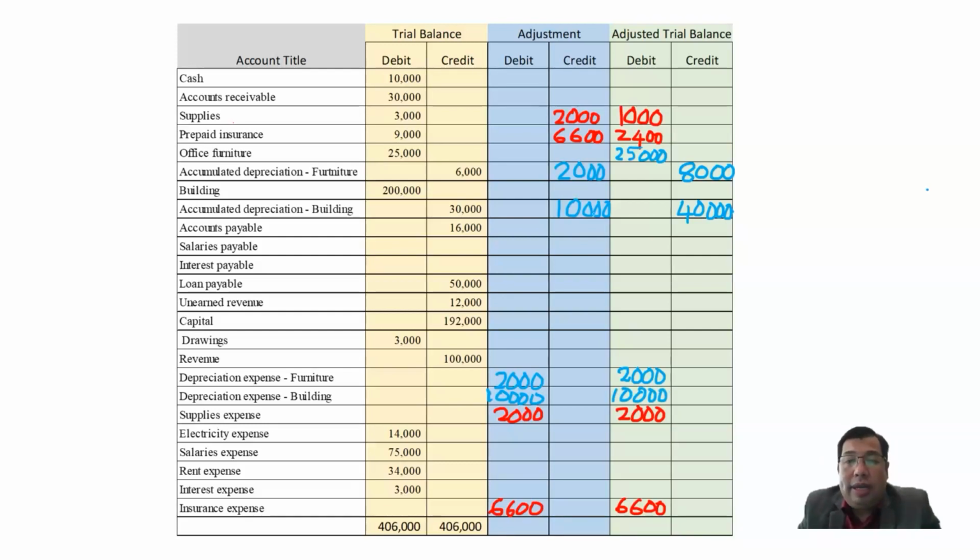What happened to the value of the building? The original cost of 200,000 will still be the same here, 200,000. So that is how we account for the depreciation adjustment. We can have more assets, machines, buildings, vehicles. The basic principle is the same. You're going to increase your annual depreciation, and you're also going to increase your accumulated depreciation.